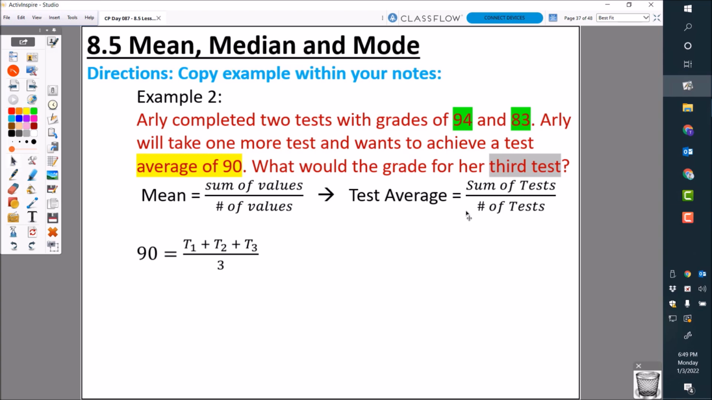For test average, we put in 90 because that's given in the word problem. For number of tests, that's 3 because that's what we do know from the word problem. The first test was 94, the second test is 83, the third test is unknown. So now we're just going to put in 94 for t sub 1 and 83 for t sub 2, and it will look like this. Alright, so this is the formula for mean, and now we're going to work this out in order to find the value, the grade for test 3.